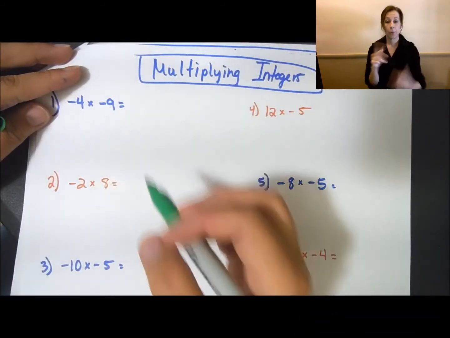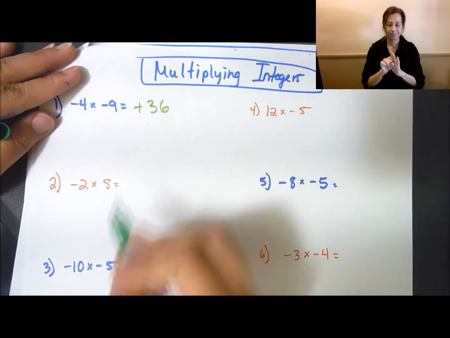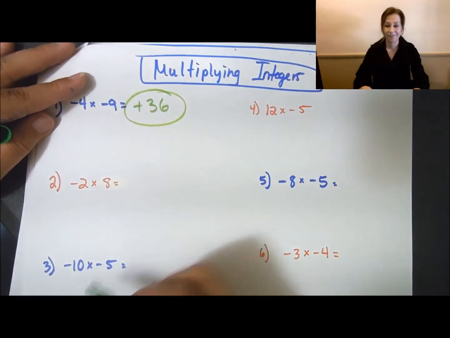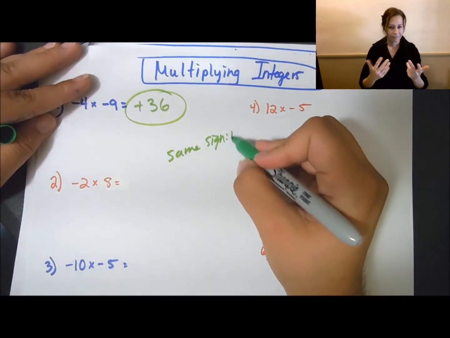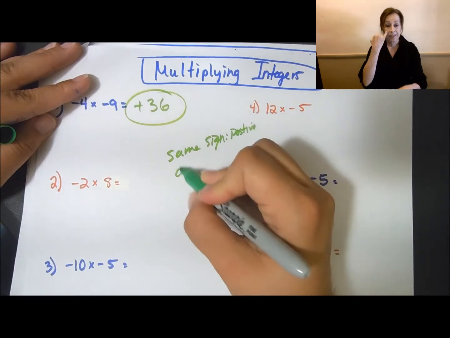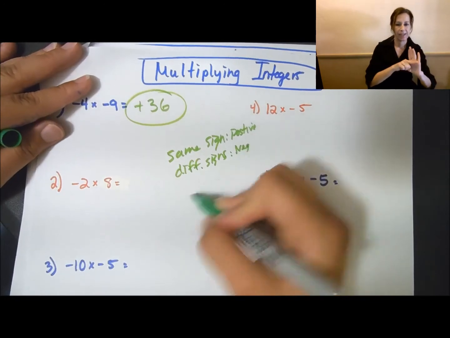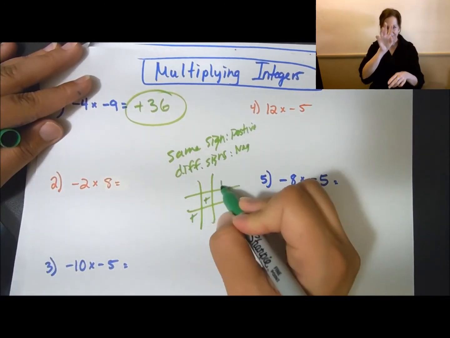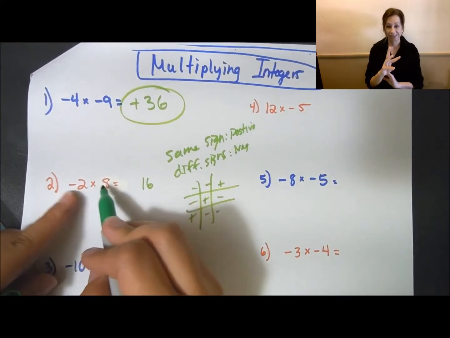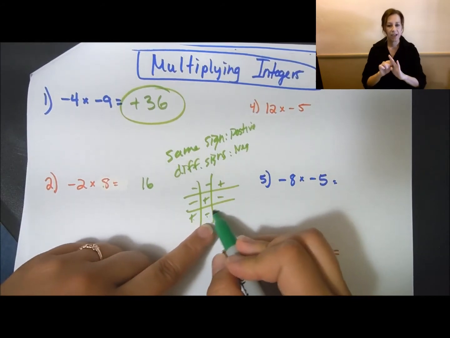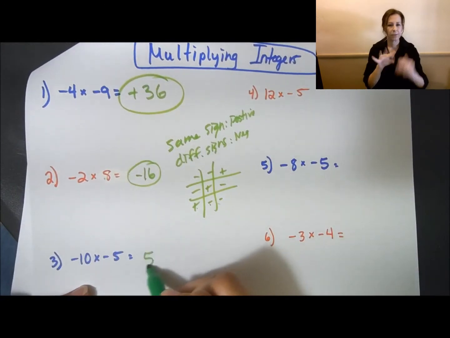Okay, so 4 times 9 is 36, and they're the same signs, so positive 36. Same signs, that will get me a positive. If they're different signs, that will get me a negative. And remember, I can use my tic-tac-toe. Over here, 2 times 8 is 16. Different signs, so I'm going to have a negative as my answer. There we go. 10 times 5 is 50.